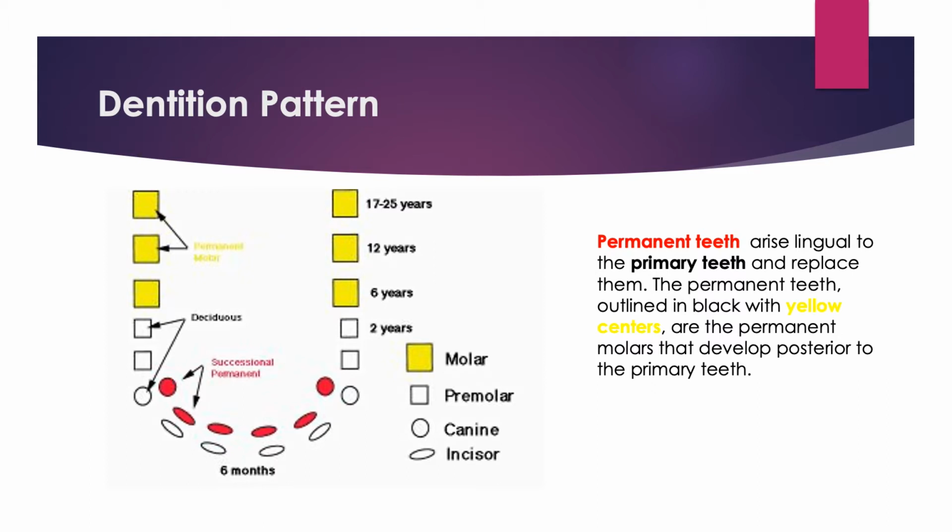Three types of teeth constitute the primary dentition. There are incisors, canines, and molars. Four types of teeth constitute the secondary dentition: incisors, canines, premolars, and molars.